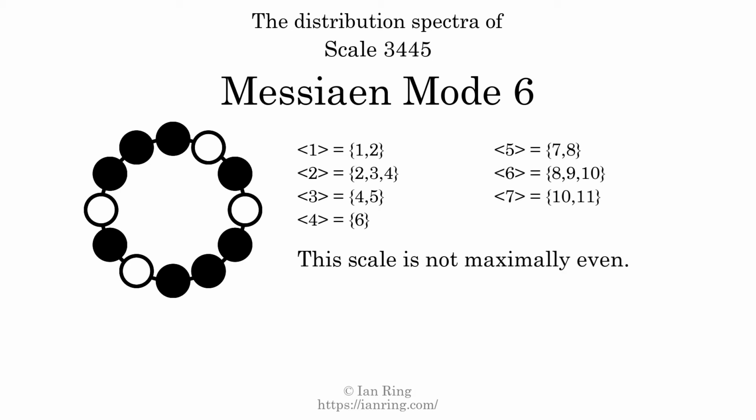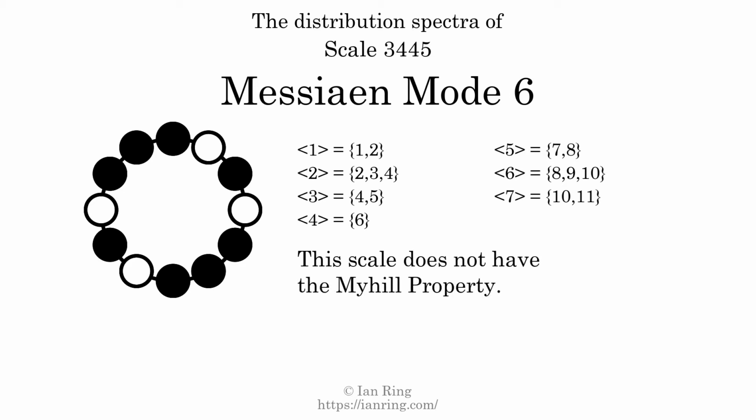The highest spectrum width is 2. Since this is greater than 1, we know that this scale is not maximally even. If every spectrum has exactly 2 specific intervals, we call that the Messiaen property. This scale does not have the Messiaen property. Since the generic interval ranges do not overlap, this scale is proper, but it is not strictly proper because some specific intervals appear in more than one spectrum.